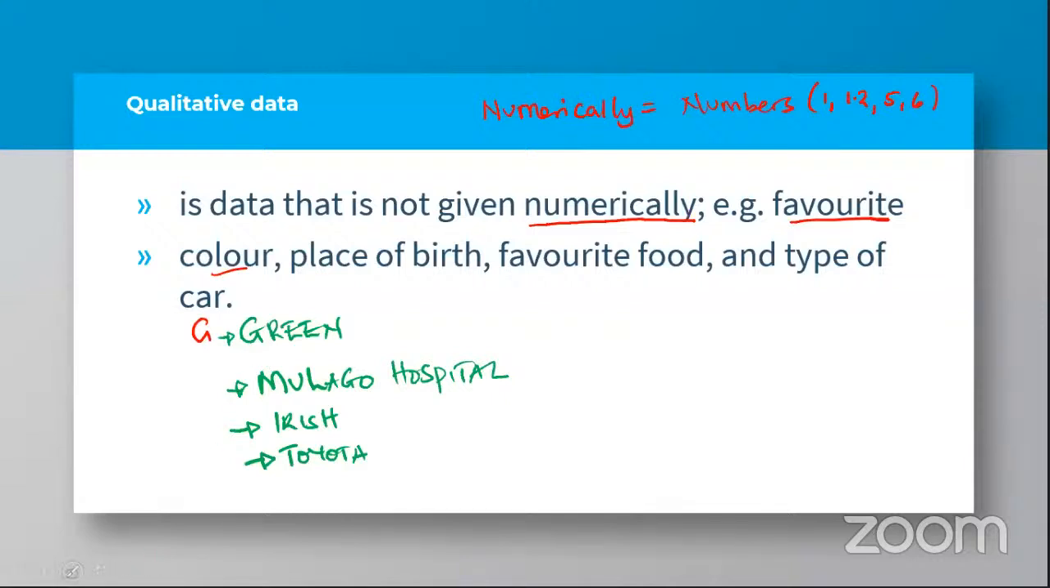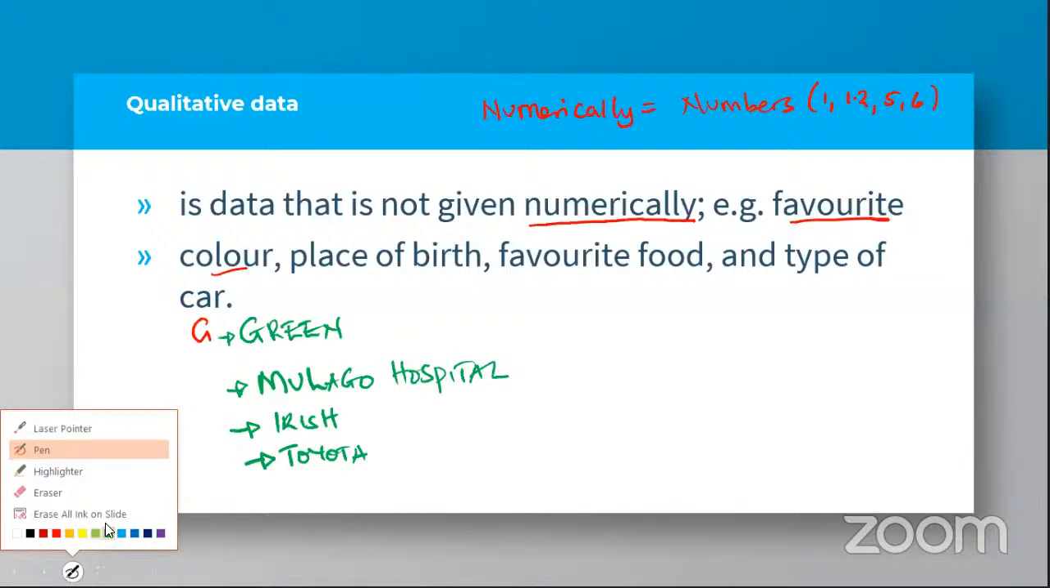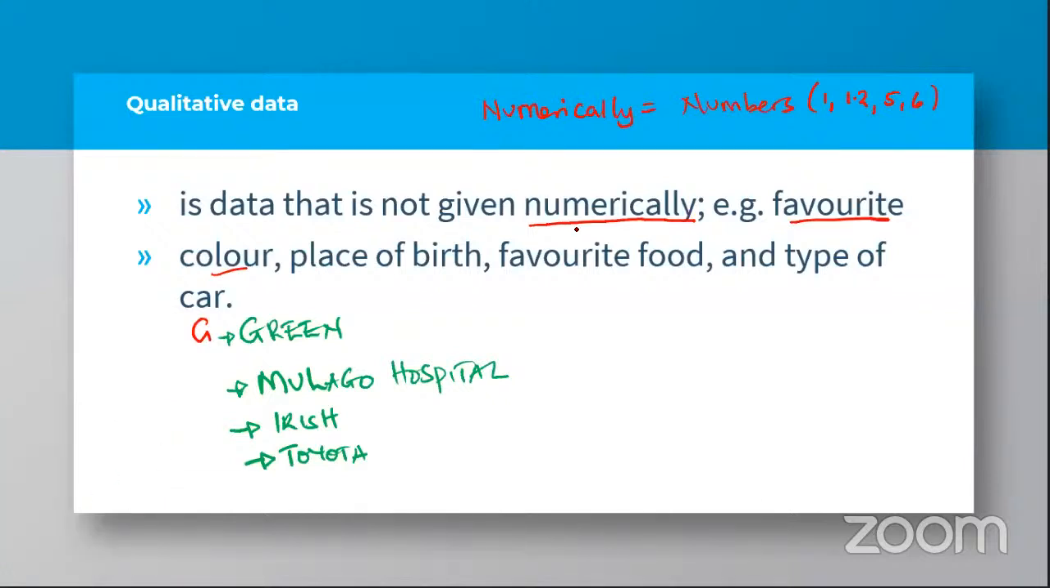When we come to qualitative data, it is basically data that is not given numerically. There are no numbers. We say favorite color, you say green. You're not saying any number. So literally, we don't have any number representation. When you look at the place of birth, you're just saying Mulago Hospital. We have no number related there, okay? And this type of data, in most cases, is used to describe. In some other form, we say it is descriptive in nature.